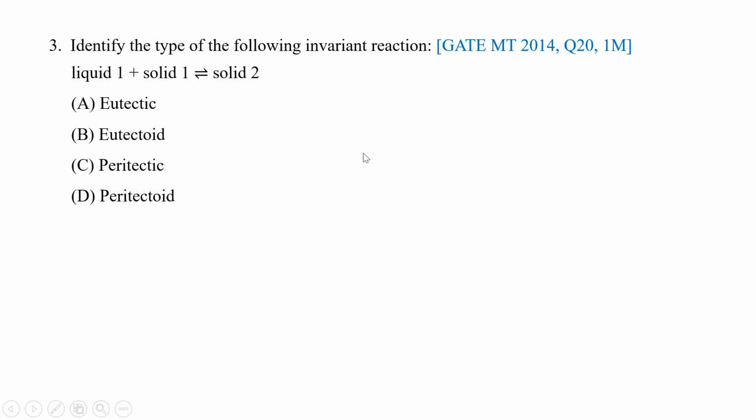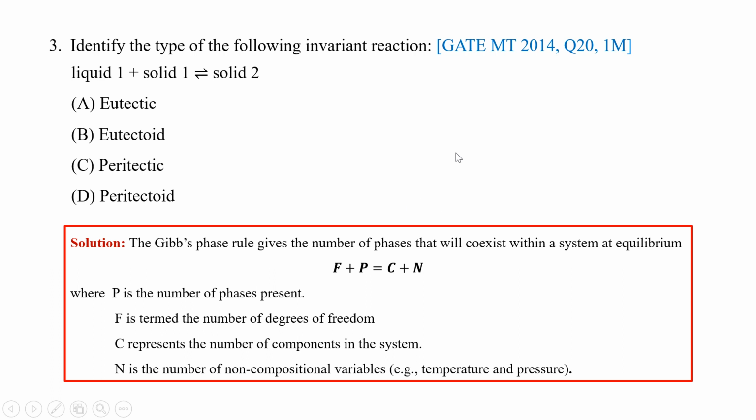First we will start with what invariant reactions are. We all know the Gibbs phase rule, that is F plus P is equal to C plus N. There are four terms. P is the number of phases that are present. F is the number of degrees of freedom, or the number of independent variables that can be varied without changing the stability of the system. C gives us the number of components in the system. And finally, N is the non-compositional variables like pressure and temperature. So that is the Gibbs phase rule.